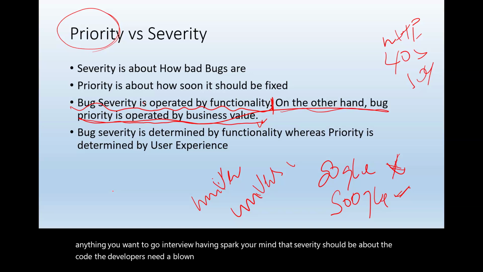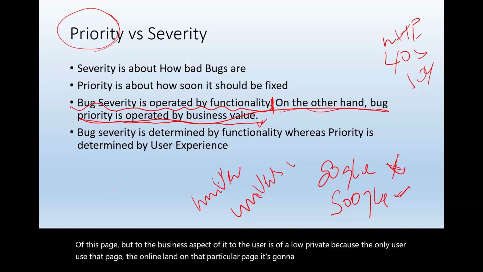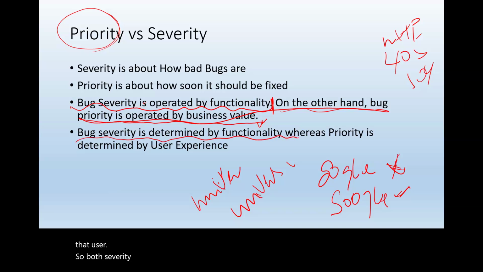I can't test it. Your functionality is not testable. I am not able to test this functionality on this page. But from the business aspect, for the user, it is of low priority because they don't usually use that page. They don't land on that particular page. It's going to be of low priority to that particular user. So bug severity is determined by functionality, whereas priority is determined by user experience.